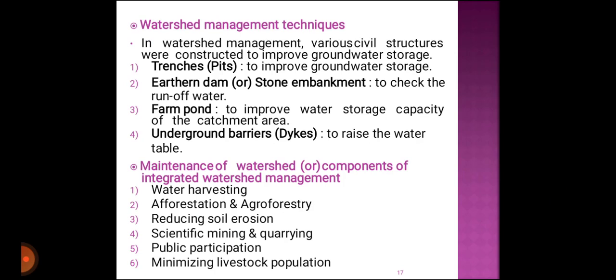Then how can we maintain the watershed, or what are the components of integrated watershed management? By water harvesting, afforestation or agroforestry. Afforestation means we have to plant more number of trees into the earth or forest area or land area. Then reducing the soil erosion. More number of trees with roots absorb the water, so it avoids soil erosion. Then scientific mining and quarrying, which is also helpful to maintain the watershed. Then public participation, that means public awareness. Each and every person should have awareness about the environment and water conservation methods. Then minimizing the livestock population also is helpful to maintain the water in the environment.